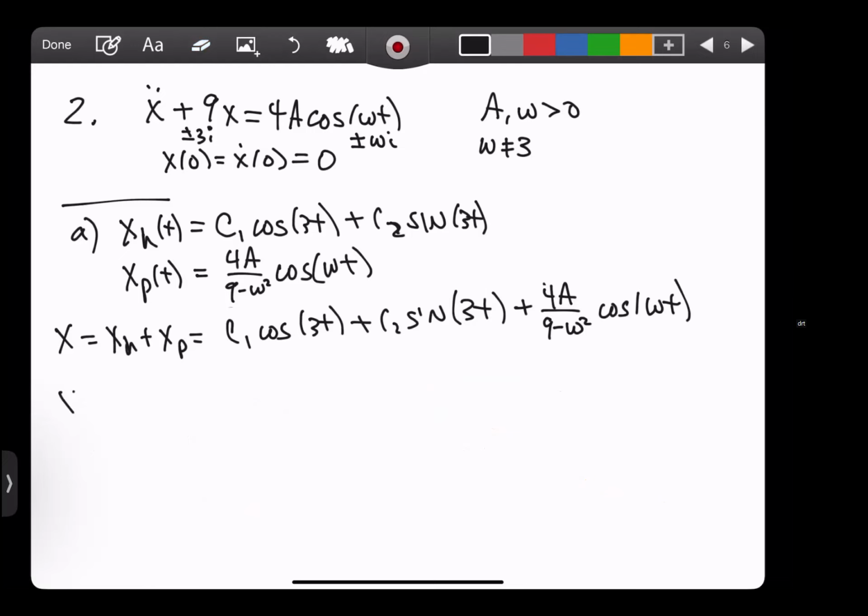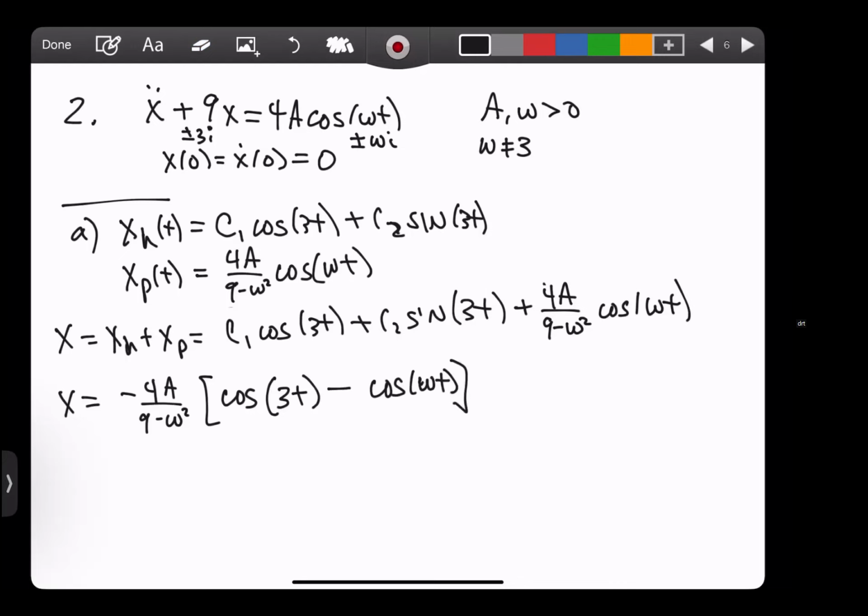So we get x is equal to negative 4a over 9 minus omega squared times cosine of 3t, and then also times, well, here, let me just write this out. I'm factoring out that 4a, negative 4a over 9 minus omega squared. So we're going to have that out in front, and then cos 3t, and then minus cos omega t.